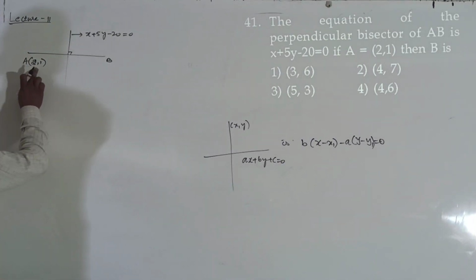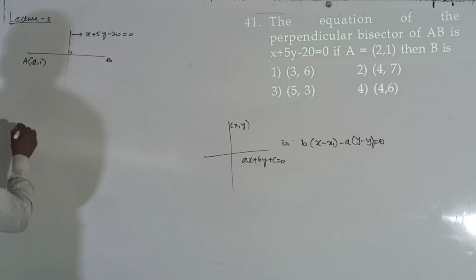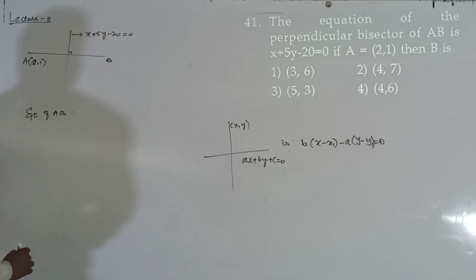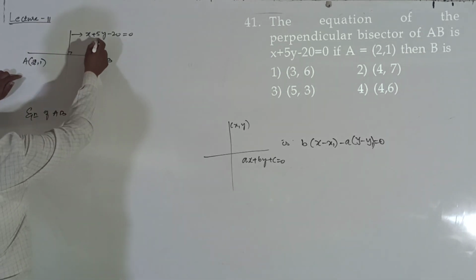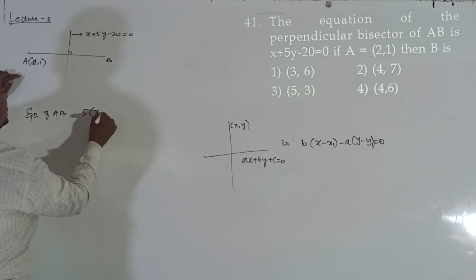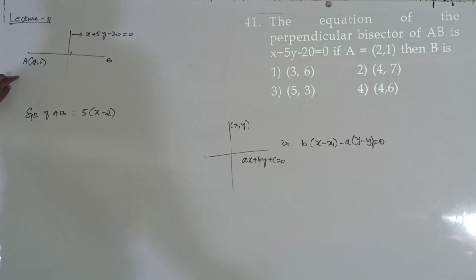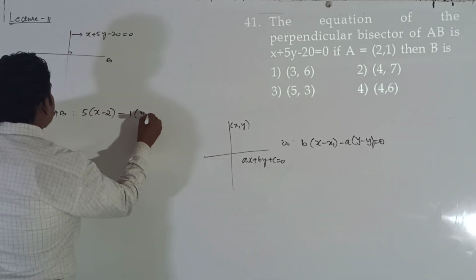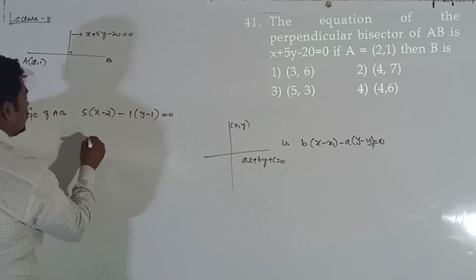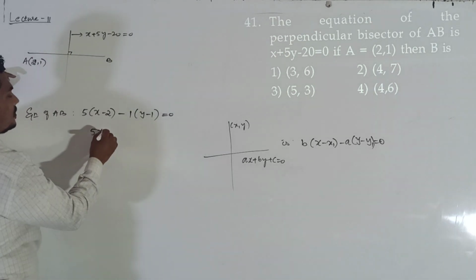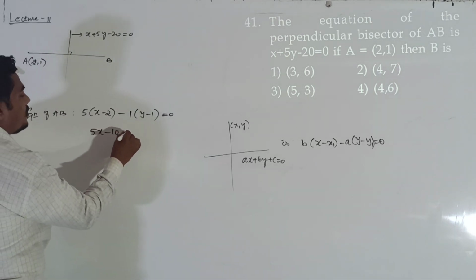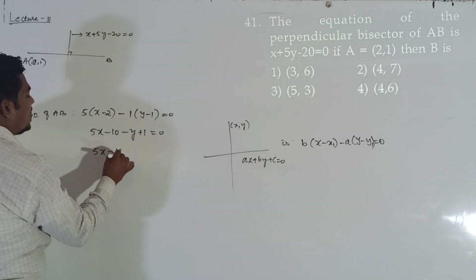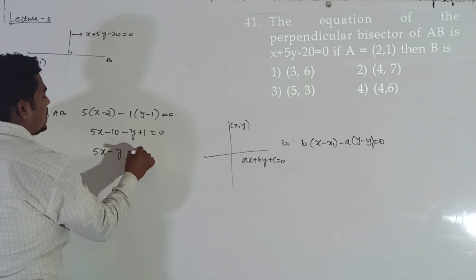Clearly this point is x1 y1 and it is ax plus by plus c. Then the equation of AB is b into, what is the b value here? 5 into (x minus x1). What is the x1 value? 2. This is x1 y1, minus a into (y minus y1), that's equal to 0. Then it will be 5x minus 10 minus y plus 1 is equal to 0. Then 5x minus y minus 9 equal to 0.